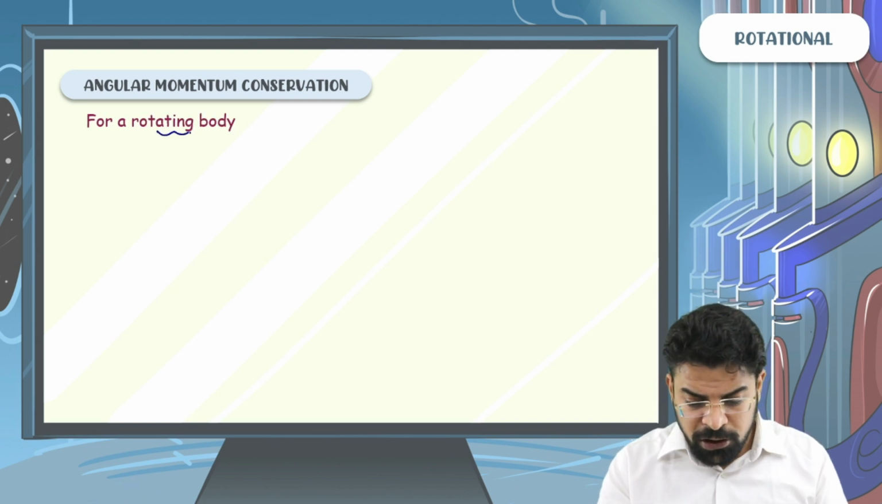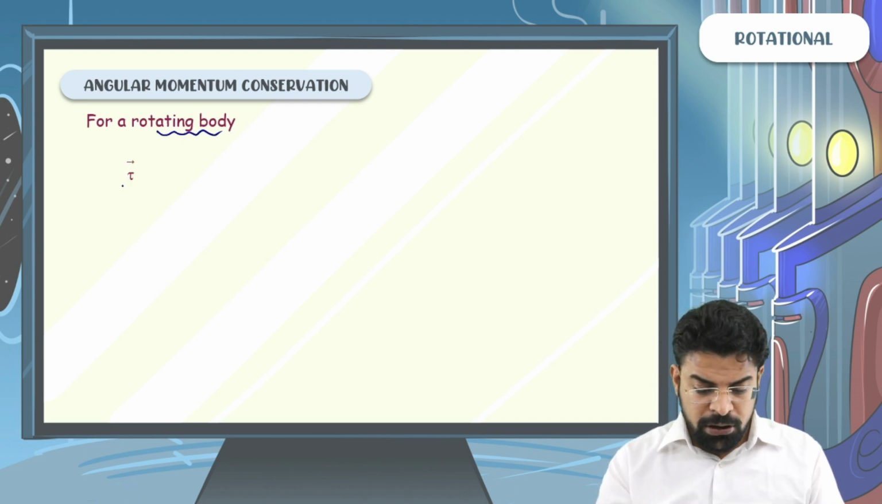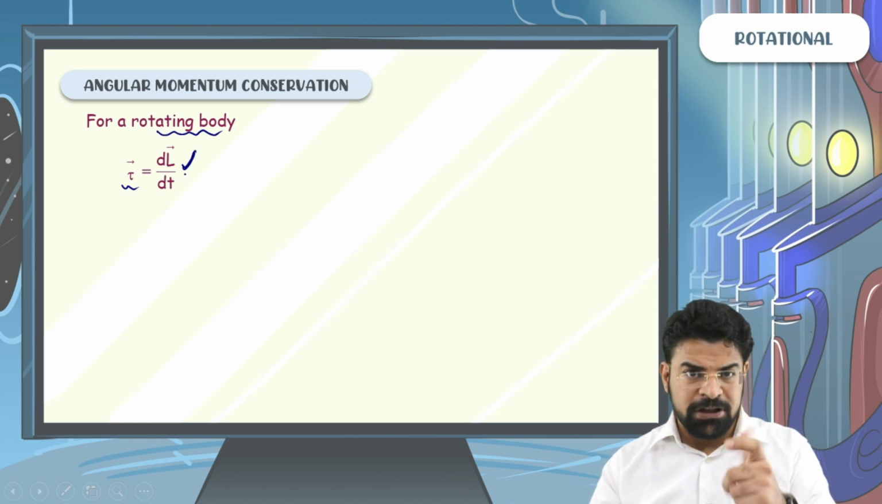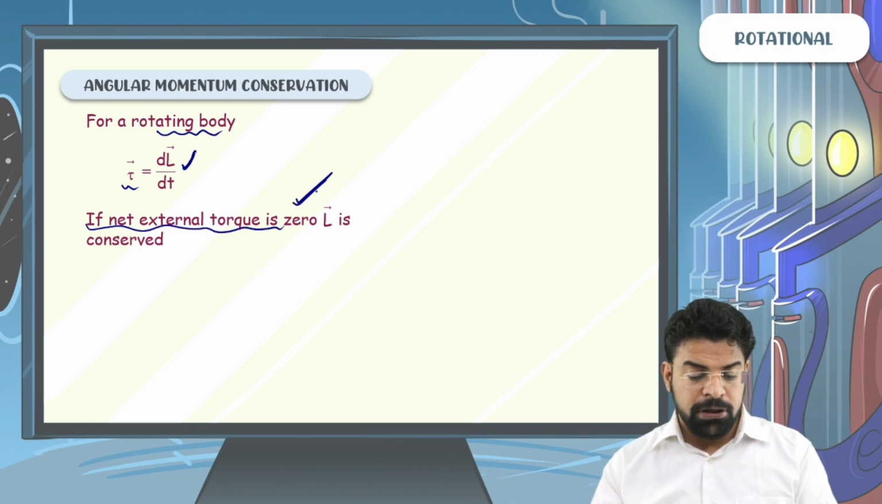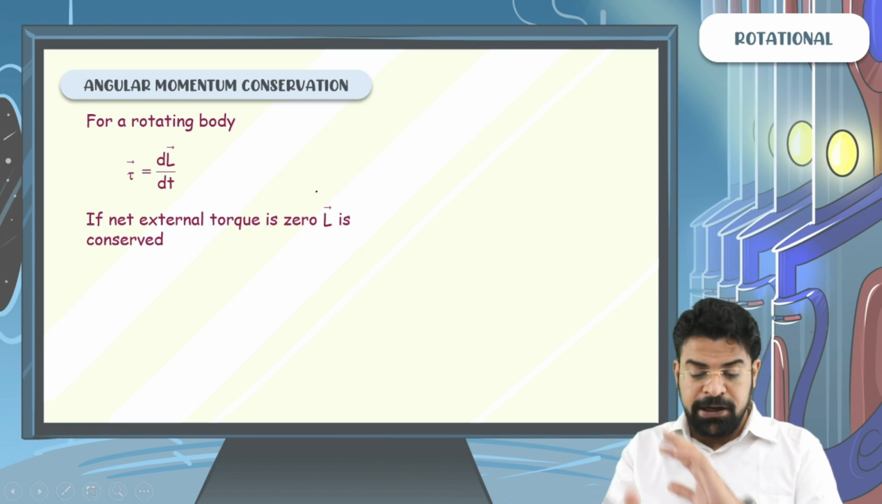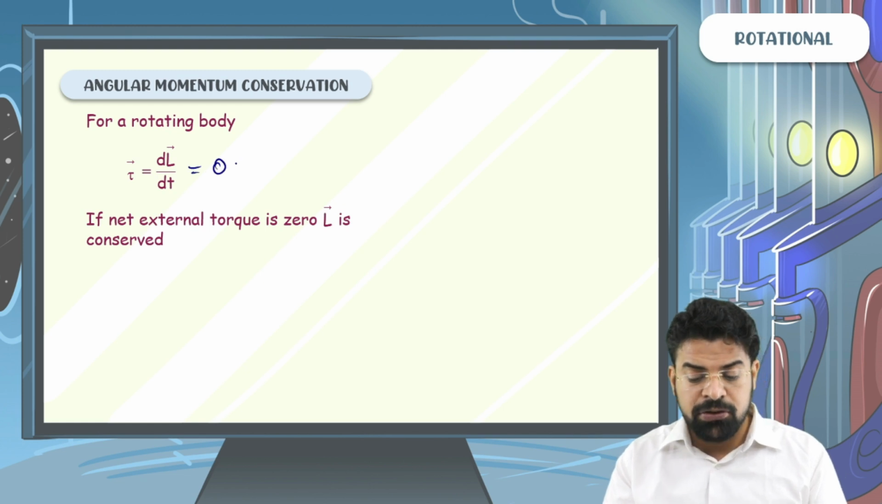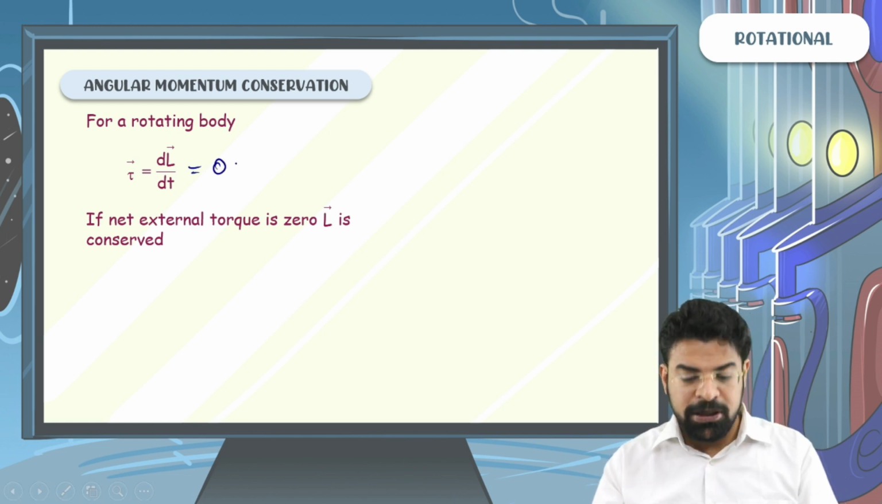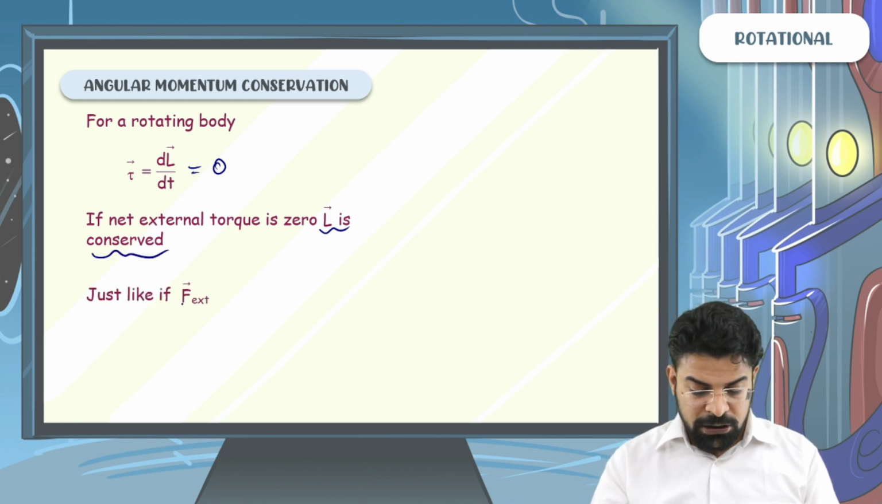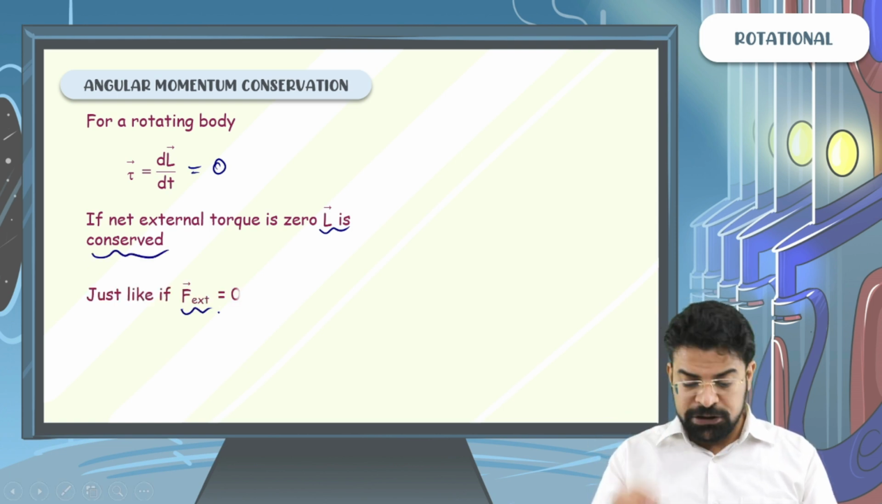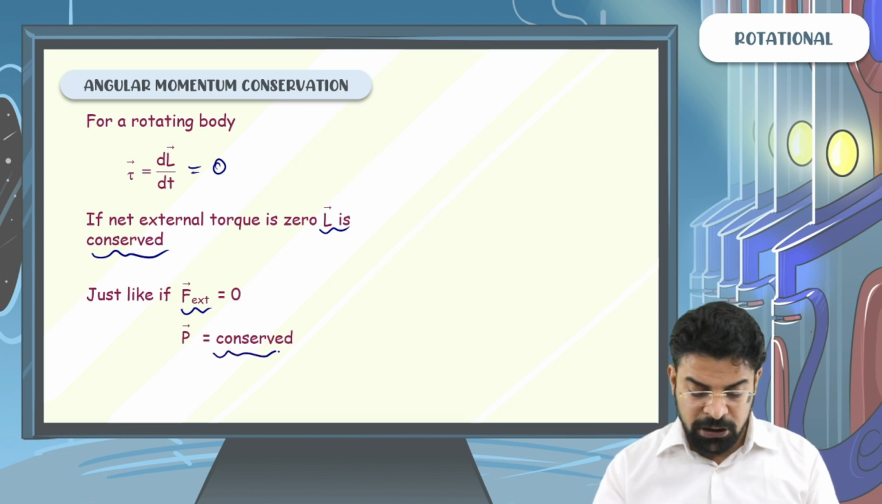For a rotating body, the torque equals the rate of change of angular momentum with respect to time. If the net external torque is zero, if there is no net external torque acting, then dL by dt is zero. If dL by dt is zero, it means that L is constant, or angular momentum is conserved, just like if the net external force is zero, we say that momentum is conserved.